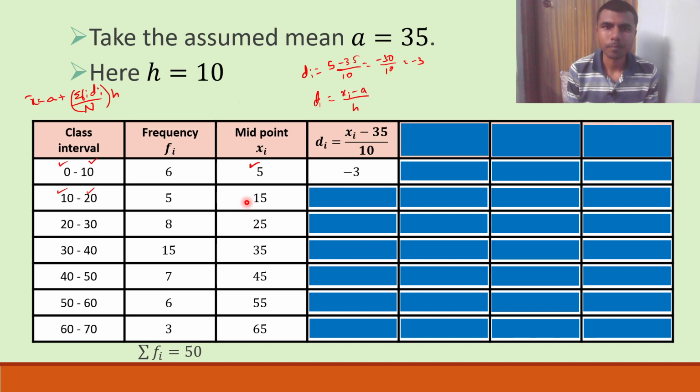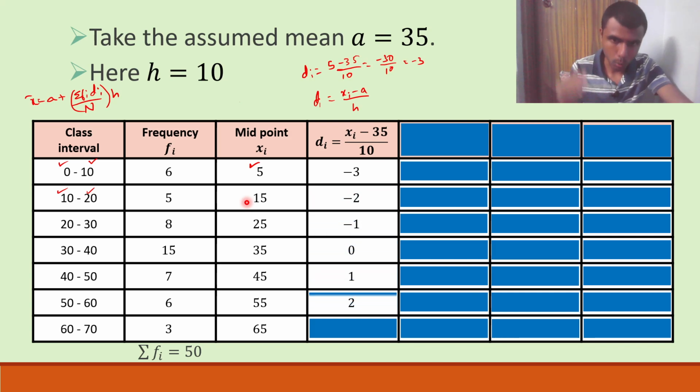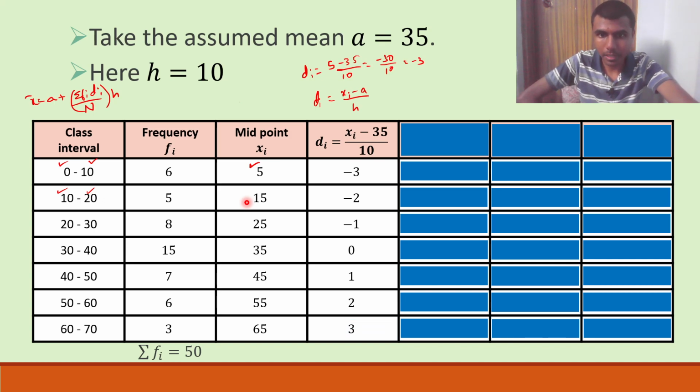Likewise, if you do it for the second element, what do I get? Xi minus 35 by 10, so 15 minus 35 is minus 20 by 10, which is minus 2. Next minus 1, next 0, 1, 2, 3. I hope things are clear up till now.